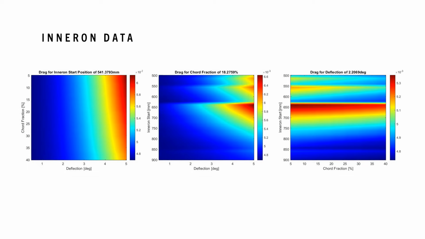So this is the data for the inneron, and each of these plots is where you hold one of the variables constant and see how the other design variables varying affects the cost function. So you can see for the span position changing, there are several points along the span where the drag spikes. I believe this is related to the twist distribution of the wing on the aircraft. And this causes there to be several local minimums in the data series.